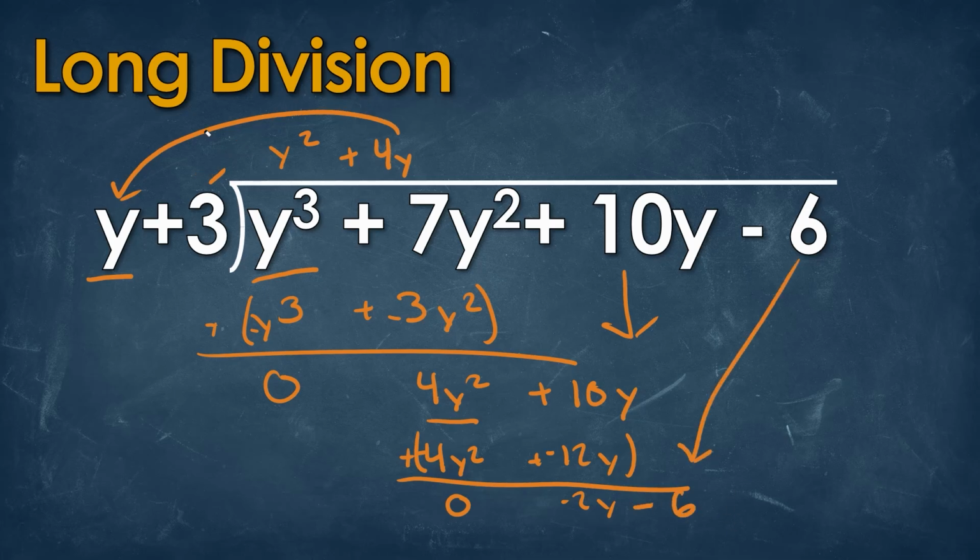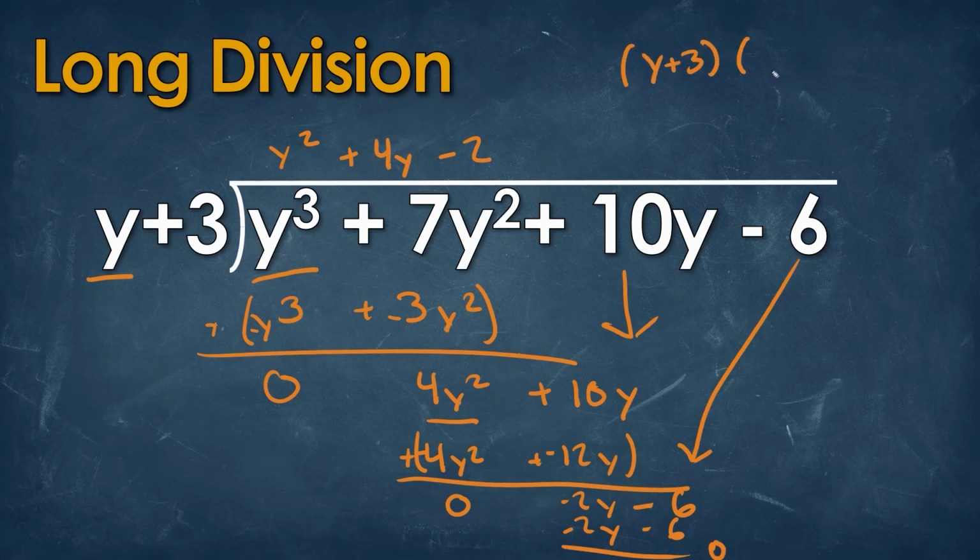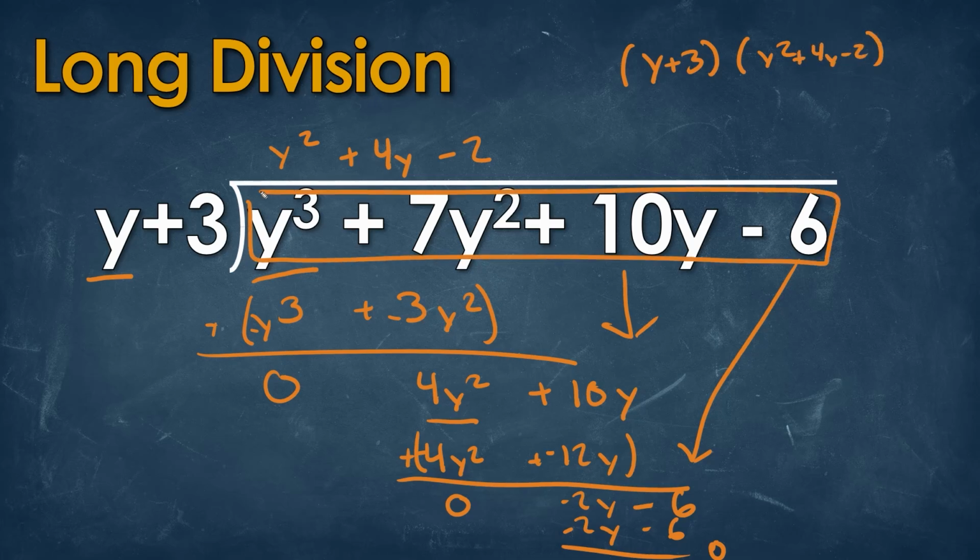We'll follow the same steps now for figuring out how we get negative 2y from y. That would be a minus 2. So minus 2 times y will give us negative 2y. Negative 2 times 3 will give us minus 6. And that will give us a remainder of 0. So that means that y plus 3, in parentheses, multiplied by y squared plus 4y minus 2 will give us this expression in here. And this is our answer.